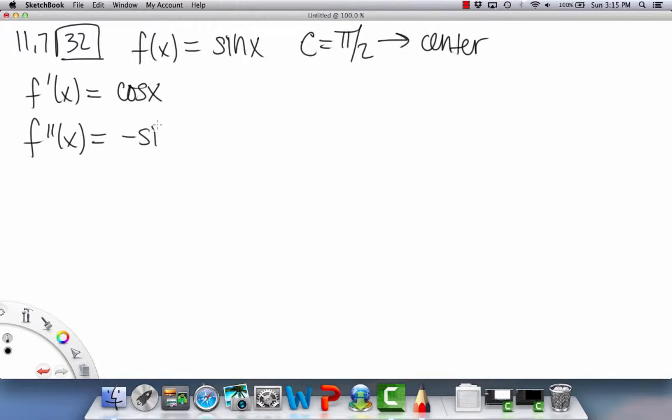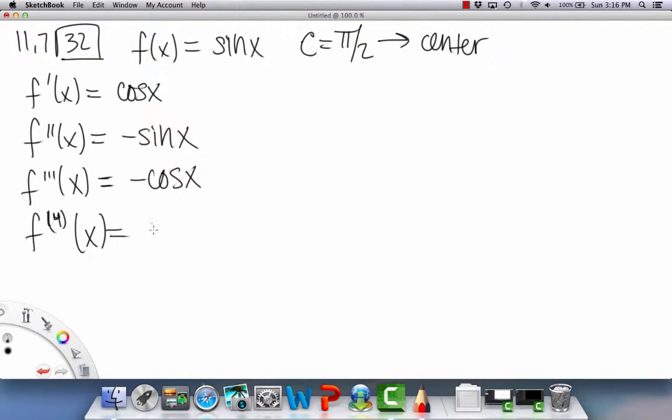So then we have negative sine x, and then the third derivative is negative cosine x, and we're back to the fourth, which brings us back to sine x, which was our original. So now when I plug in pi over 2, let's do the original one. That would be sine pi over 2. That's going to equal 1.